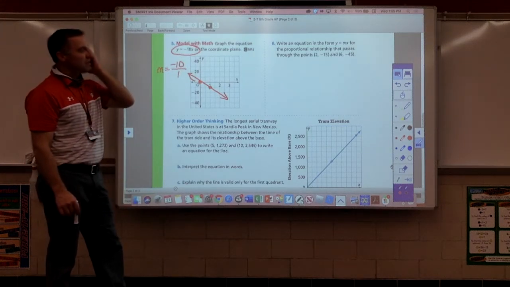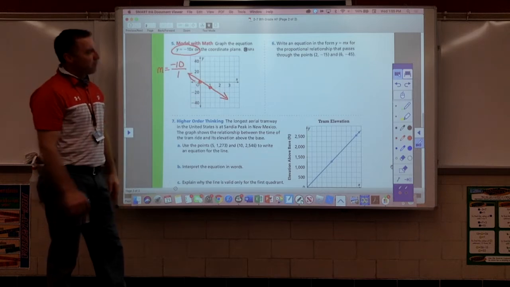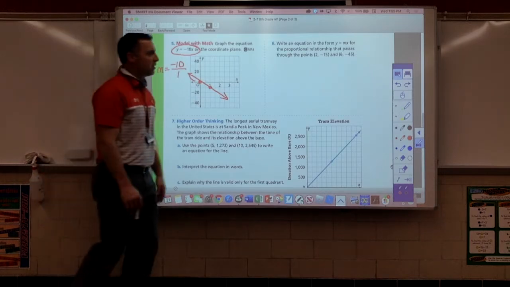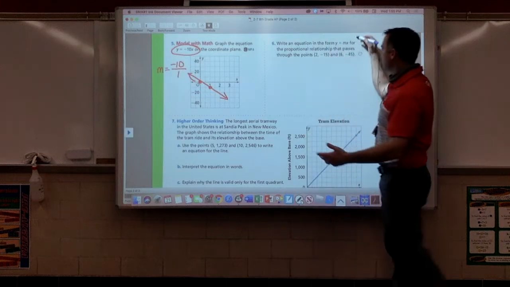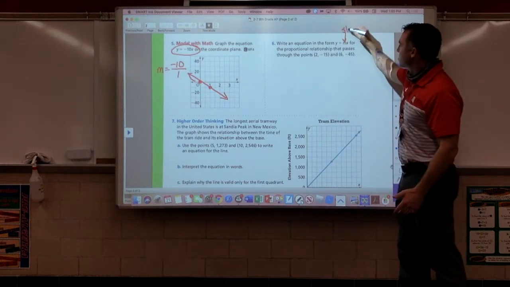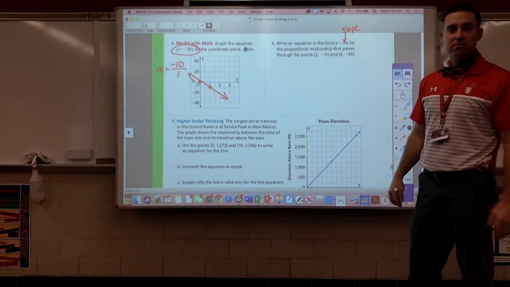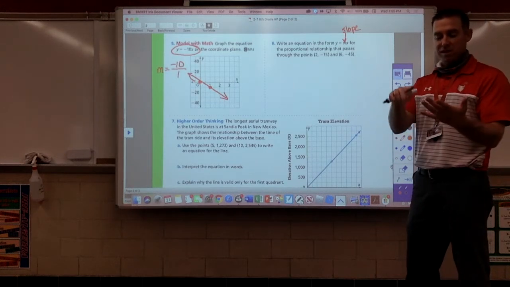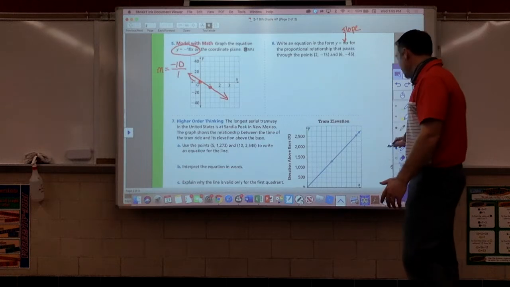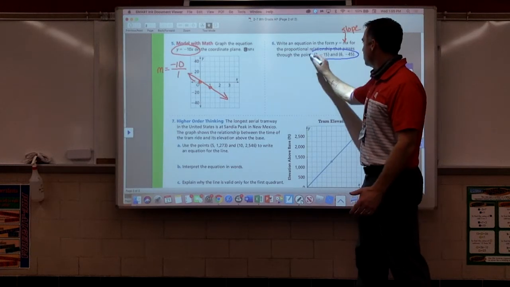Number 6, write an equation in the form y equals mx for this proportional relationship. Well, in order to write an equation, we have to know the slope. How many people out there know how to find slope? Everybody, because in 2-6, you guys mastered that concept. Here are our 2 points.